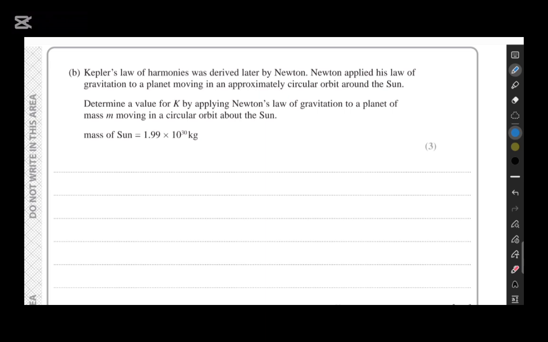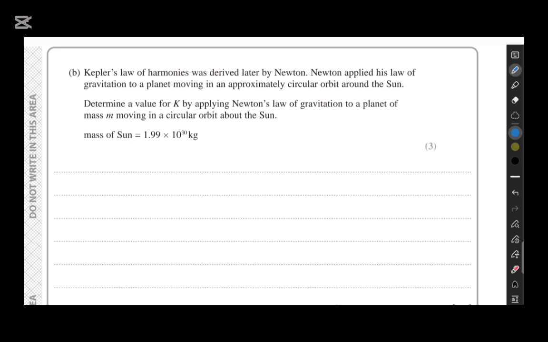Newton applied his law of gravitation to a planet moving in an approximately circular orbit around the sun. Determine a value for k by applying Newton's law of gravitation to a planet of mass m moving in a circular orbit about the sun. Using Newton's method, we're supposed to find the value of k. Okay, so how will we go about this?